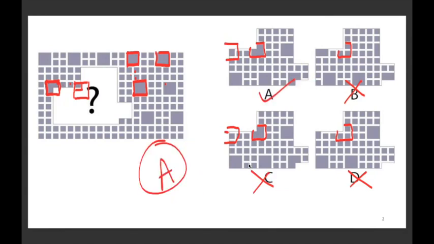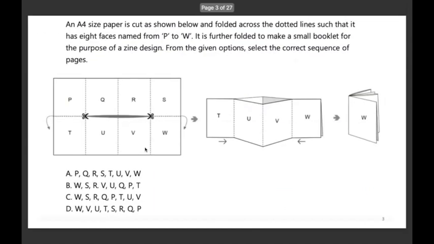Okay, we'll move to the next one. An A4 size paper is cut as shown here and folded across the dotted line such that the 8 faces name P to W. It is further folded to make a small booklet for the purpose of a design. From the given option, we have to select the correct sequence of the pages. Okay. Now let's see this.